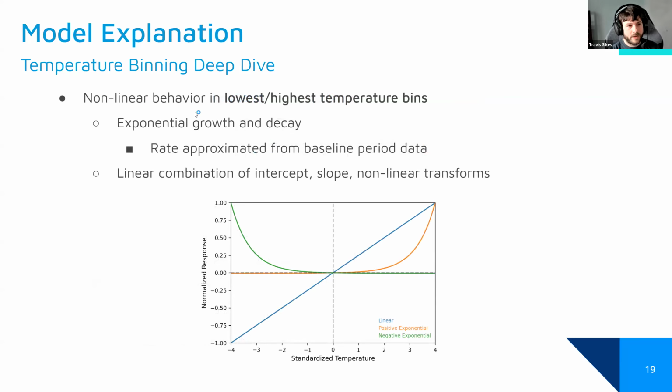Now, again, I really want to emphasize this nonlinear behavior is currently set up to only function within the lowest and highest temperature bins. Now, let's think about why a building might be weird in these temperature bins. So first, let's talk about high temperature and AC usage. With an AC, if you get up to very high temperatures, there's a couple of circumstances that could happen.